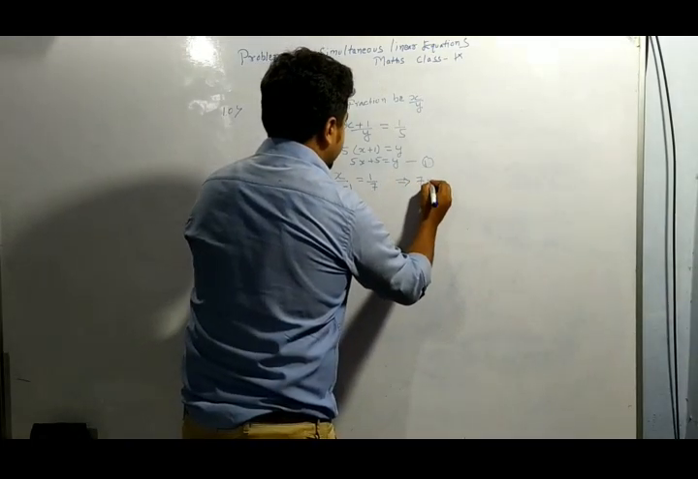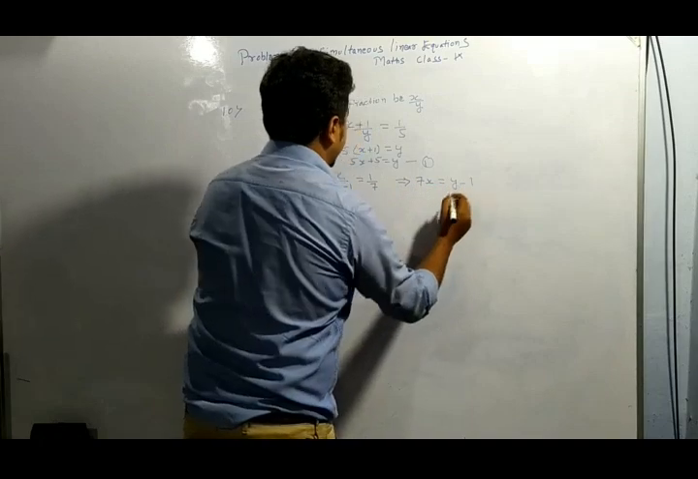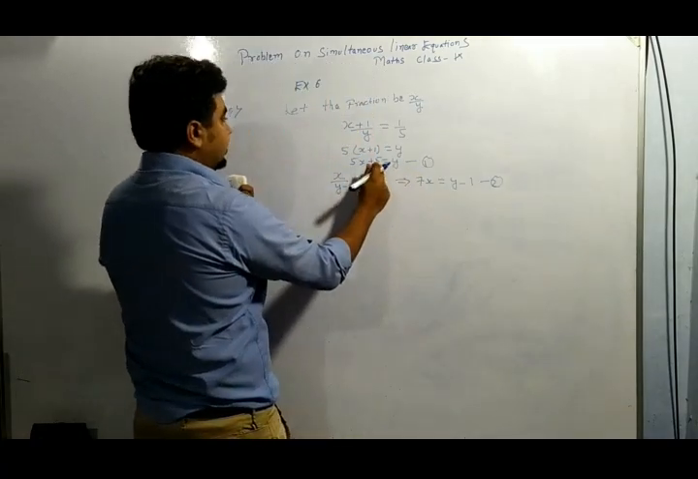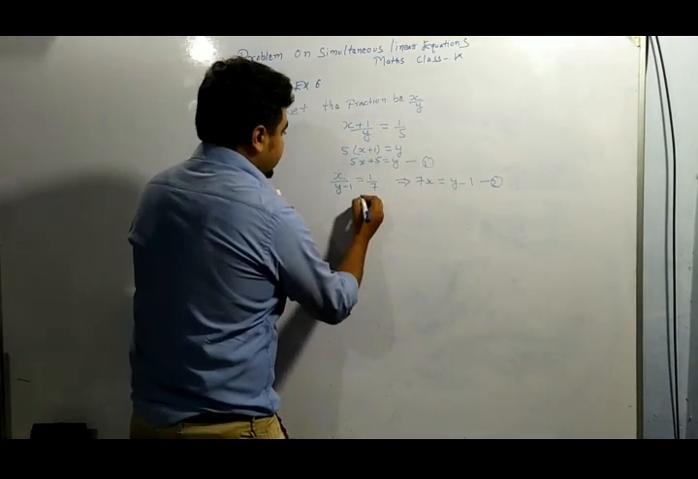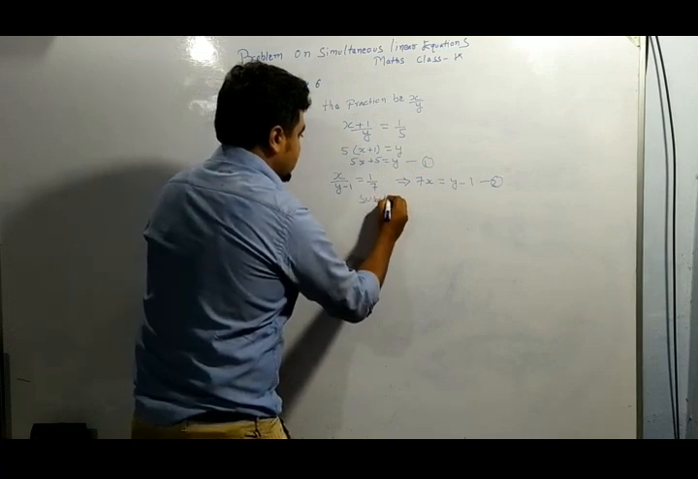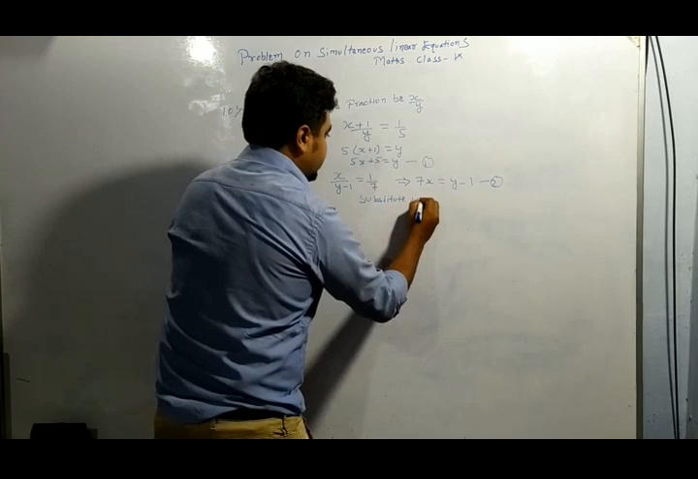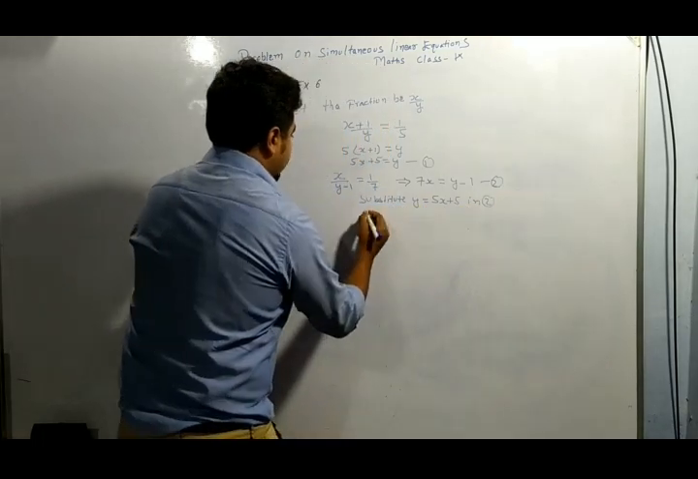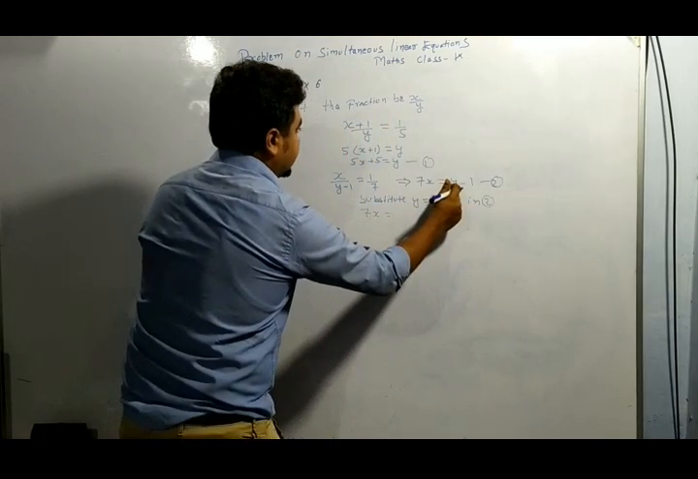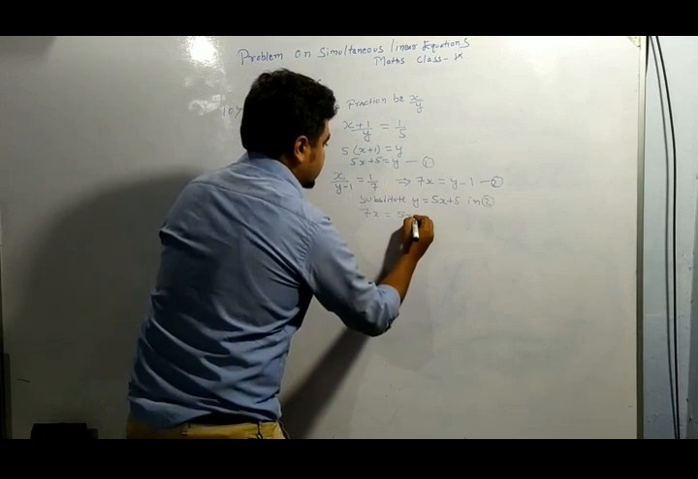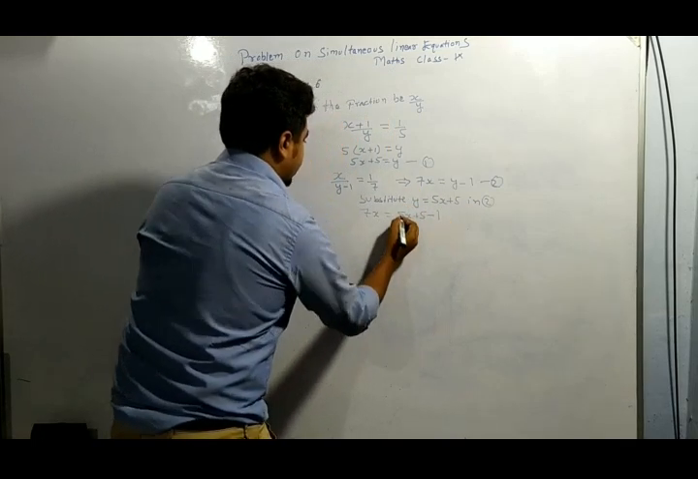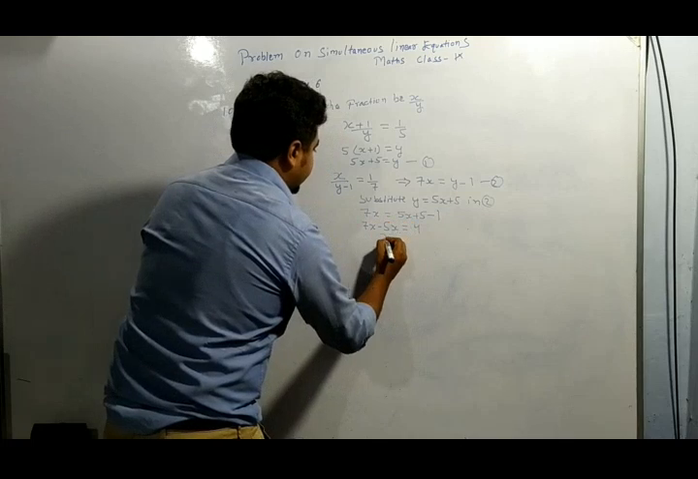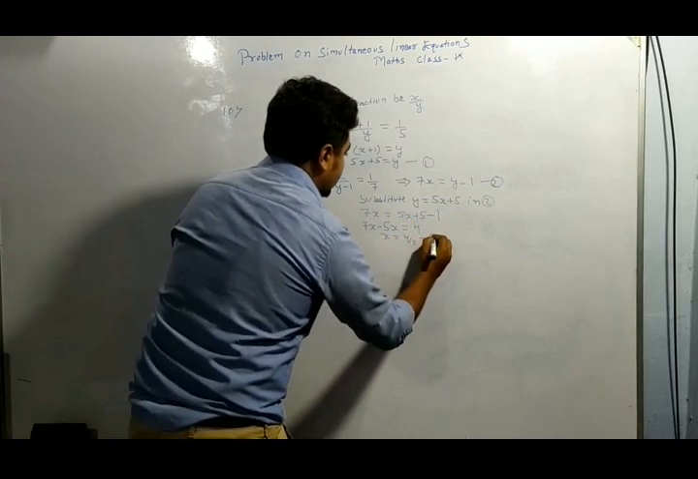So 7x is equal to y minus 1. This is equation 2. Now I can directly substitute the value of y is equal to 5x plus 5 in 2. So 7x, in y's place we can write 5x plus 5, minus 1. So this is 7x minus 5x is equal to 4. x will be equal to 4 by 2, which is equal to 2.